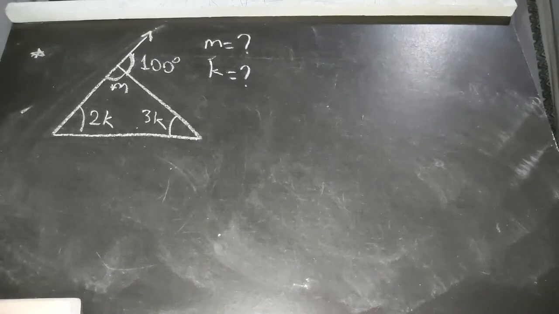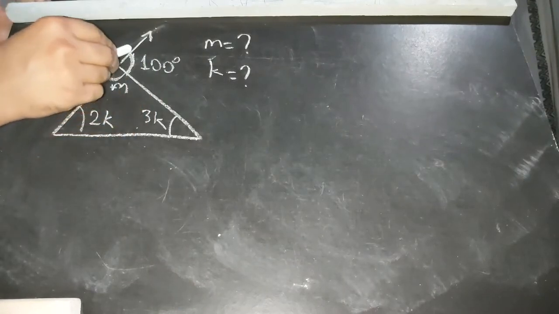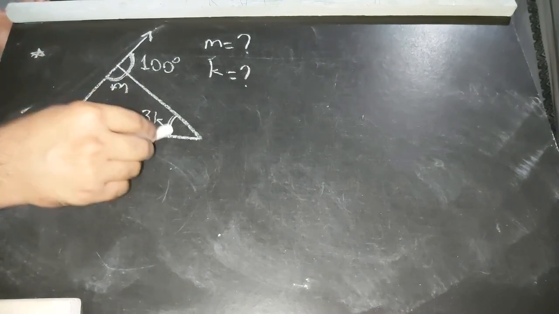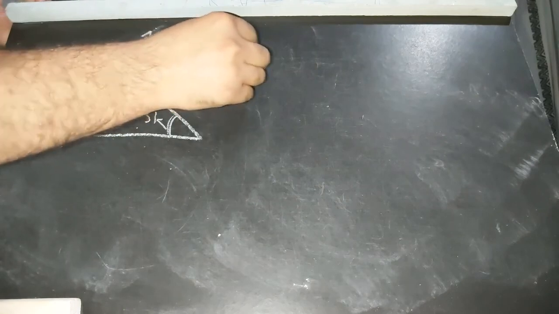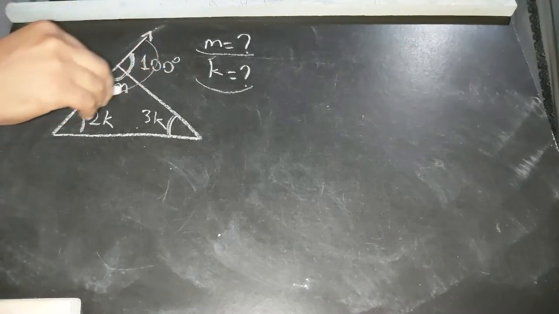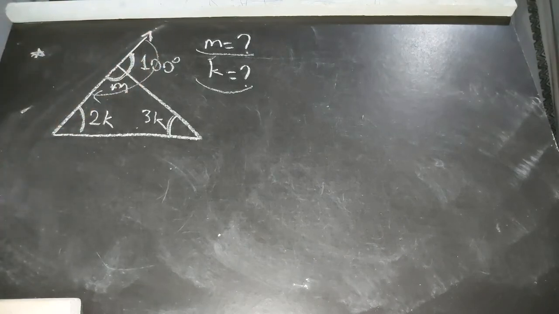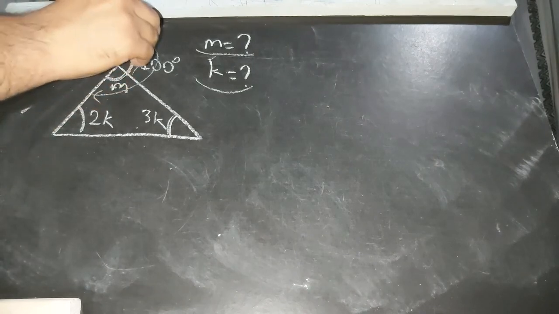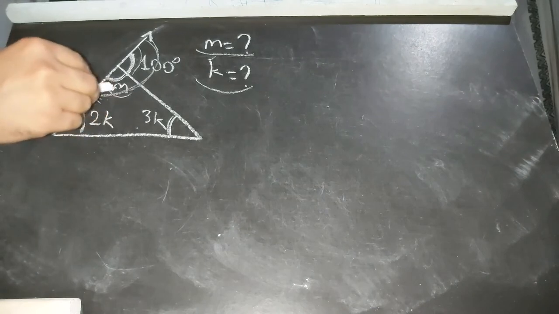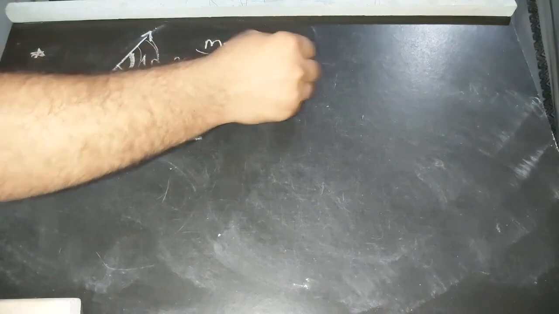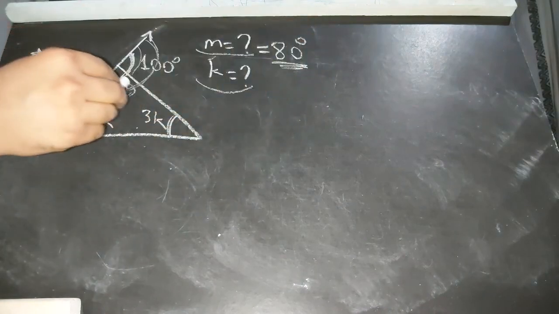So now my next question is like that. This is 100, this is m, this is 2k, this is 3k. If it is so, what is the value of m and what is the value of k? So from straight angle, this one is 180. Straight angle is 180. So there is 100, altogether will be 180. M should be 80. M is going to be 80 degrees. So there is 80.